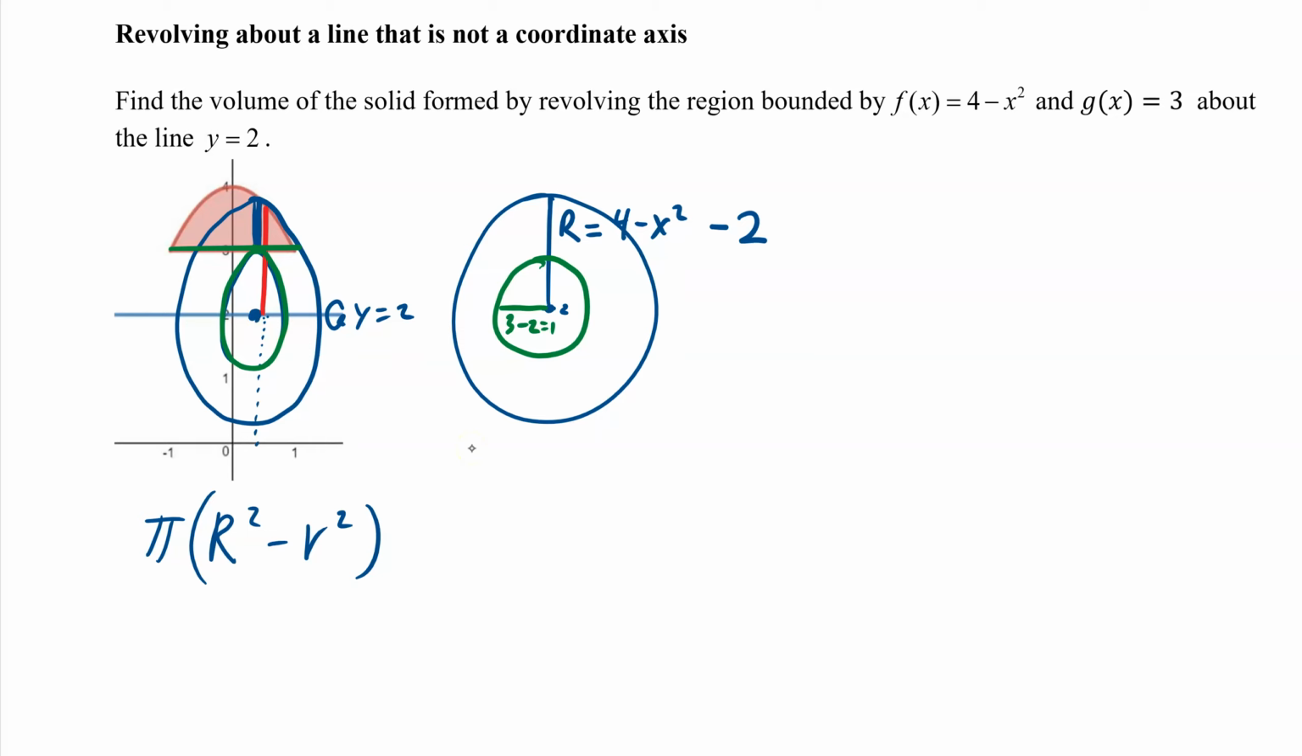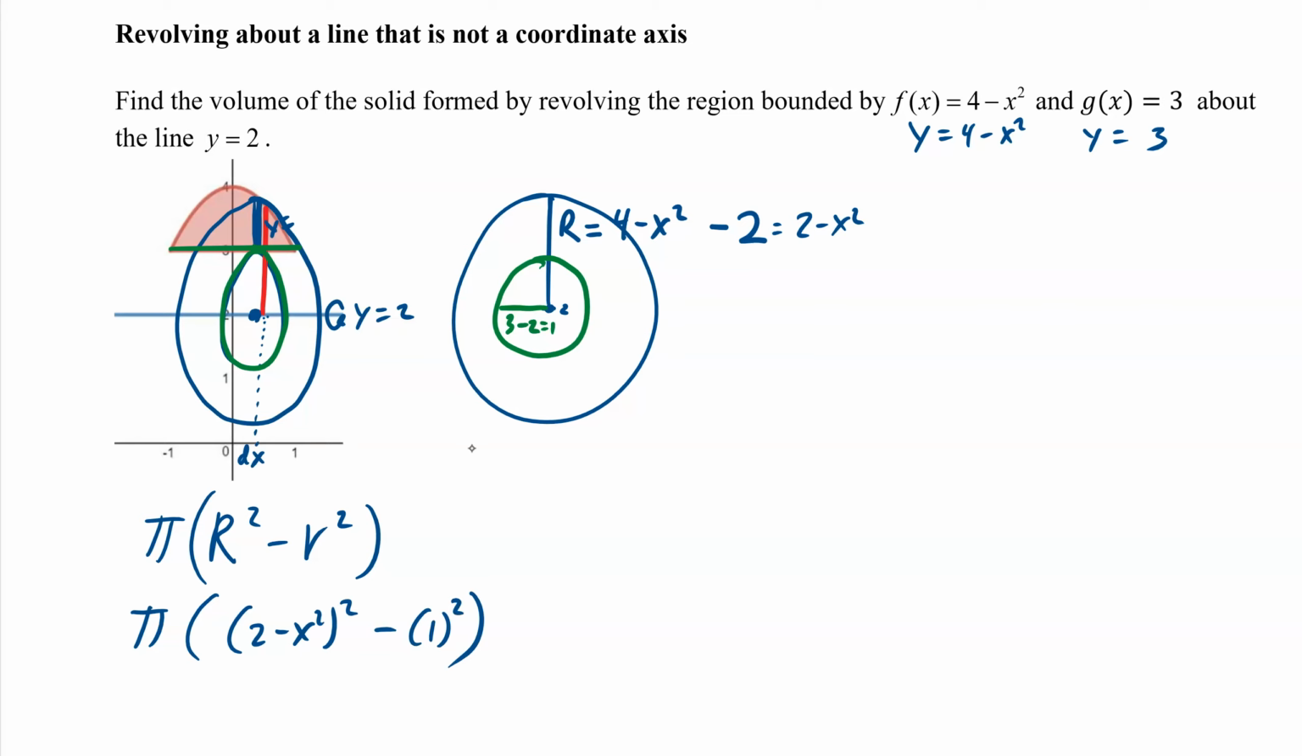So I haven't labeled my rectangle yet. That is going to be dx, and that's going to be y equals. So I need to go over here and make sure everything says y equals, and we're good. Now we need to plug our radii in to find our area. So this would become 4 take away x squared minus 2. That's 2 minus x squared. And that one's 1. So (2 minus x squared) squared minus 1 squared. And so now we have our integral. So it's pi times (2 minus x squared) squared minus 1 squared, dx. dx is the thickness again of it. So that's giving us our volume.